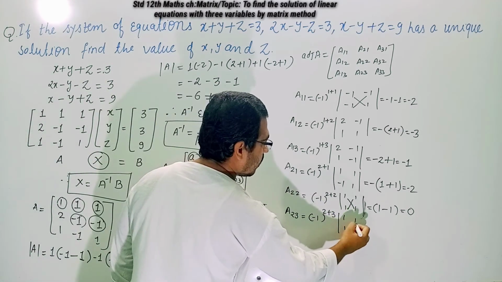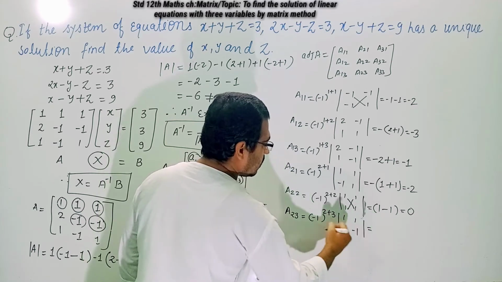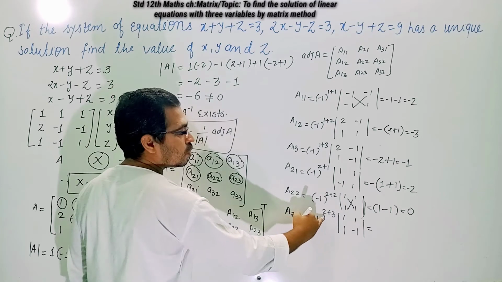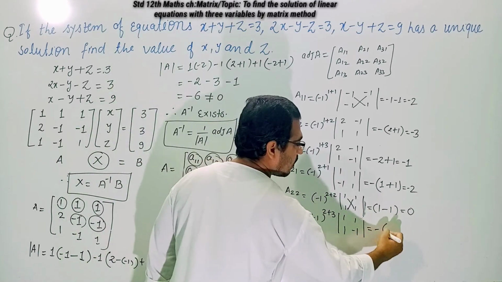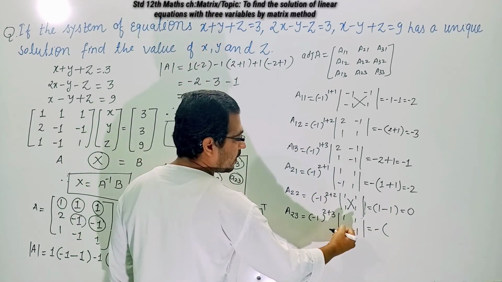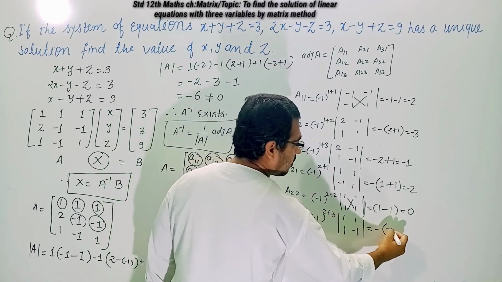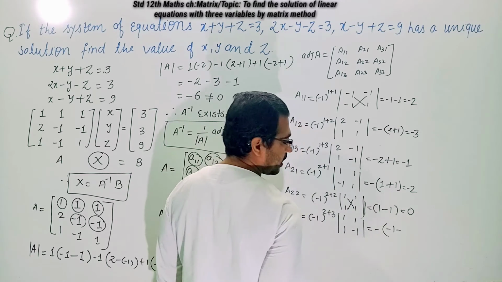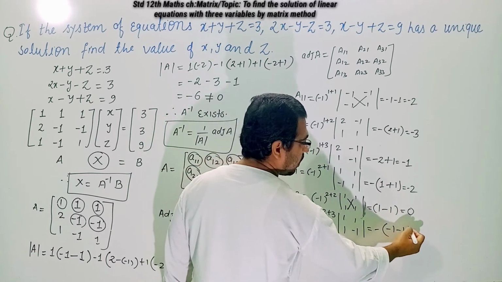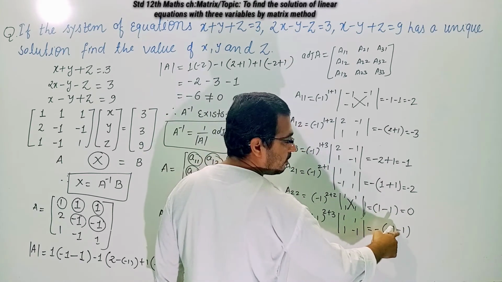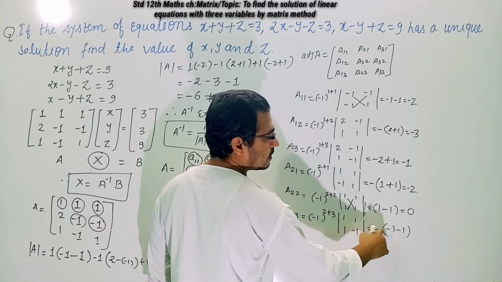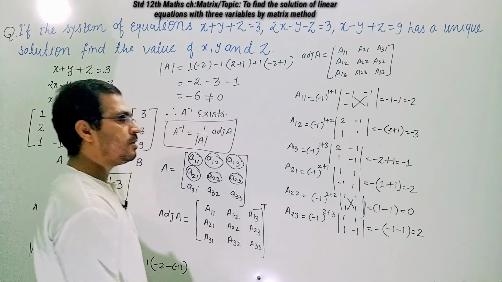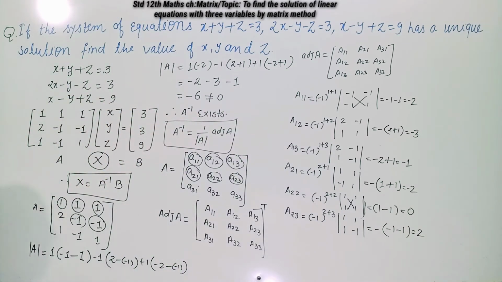1, 1, 1 minus 1. So minus 1 to the power 2 plus 3, means 5. Minus 1 to the power 5 will be minus. And minus 1 into 1, minus 1, 1 into 1, this is the sign formula, 1. So minus 2 will be there, it will be multiplied by minus, so we are getting plus 2.